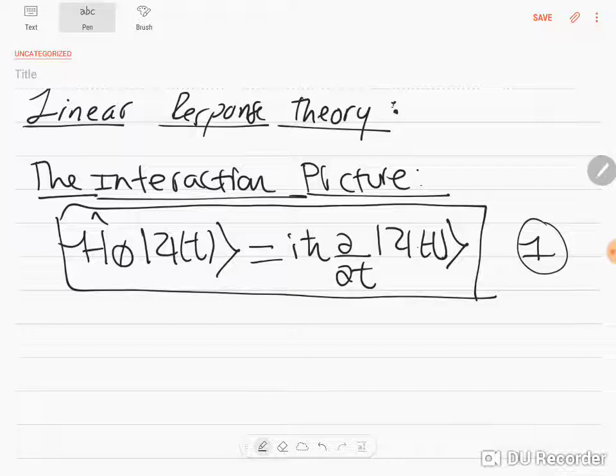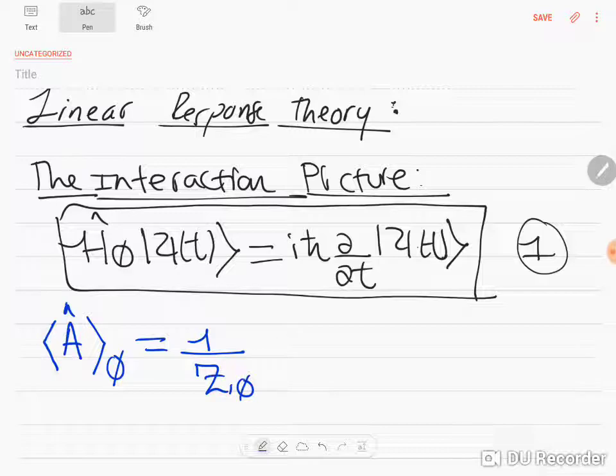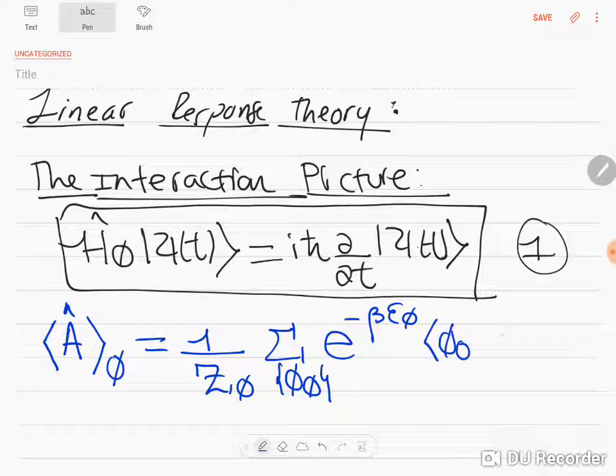Now, when we don't have a perturbation, I will claim that this system has an associated quantum expectation value of the associated operator A. The 0 means that there is no perturbation, and this is given by 1 over the partition function times the summation over a set of eigenstates phi 0, e to the minus beta E0, bra phi 0, A, ket phi 0.